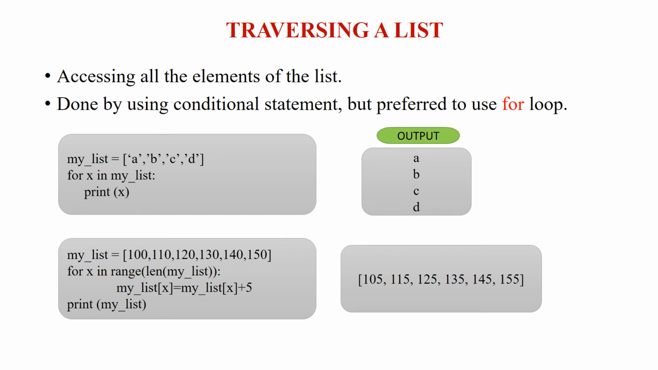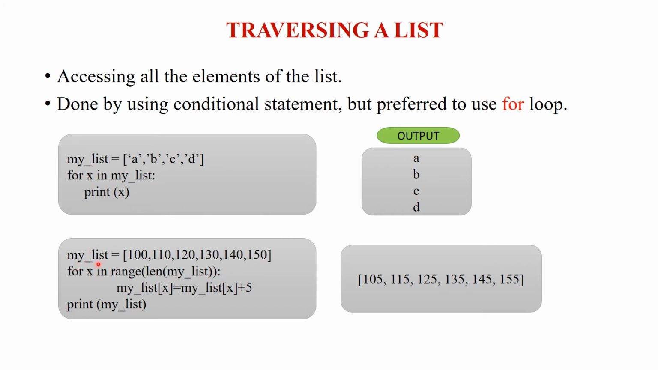The next one is traversing the list. Traversing a list means we are accessing all the elements in the list. It can be done using any conditional statement, but preferably you can go for the for loop. Traversing a list is the same as what we have done with the string. Here I have the list. Now I'm going to access it: for x in my list, print x. Whatever values are in the list will get printed one by one.